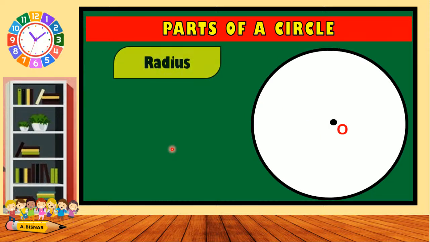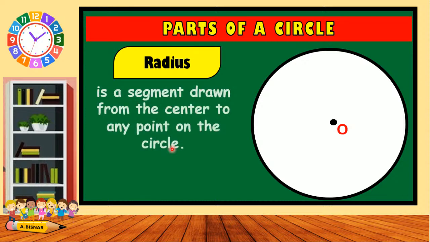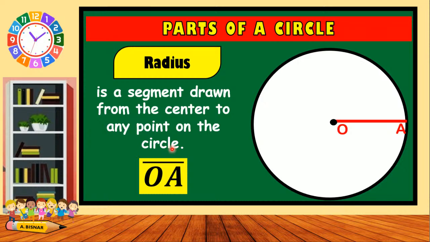Next, radius. Radius is a segment drawn from the center to any point on the circle. So, mula sa center, papunta sa kahit anong point na nasa circle. For example, in here, we have segment OA.